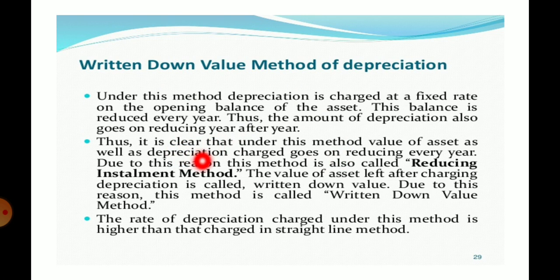Thus it is clear that under this method the value of the asset as well as the depreciation charge goes on reducing every year. Due to this reason, this method is also called the reducing installment method. The value of the asset left after charging depreciation is called written down value. Due to this reason, this method is called the written down value method. The rate of depreciation charged under this method is higher than that in the straight line method.